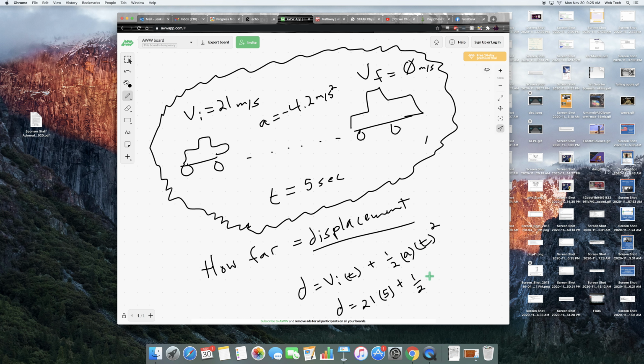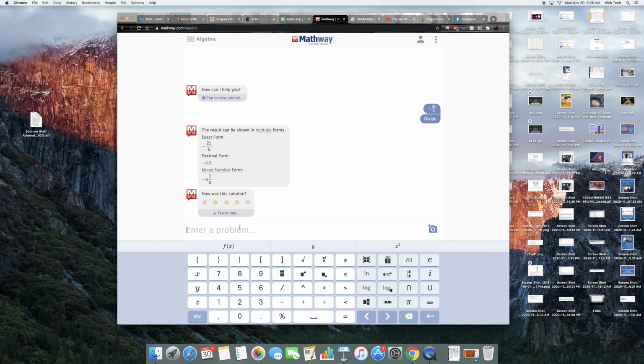1/2 times the acceleration, and you can see that this is going to be negative because I introduced this negative 4.2. And then time is 5, right? Because it's slowing down over that time, and we've got to square that. So I got 21 times 5 plus 1/2 negative 4.2 times 5 squared. Guess where I put that in? My calculator.